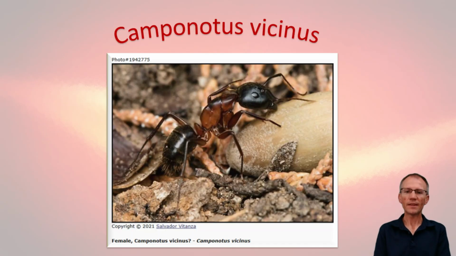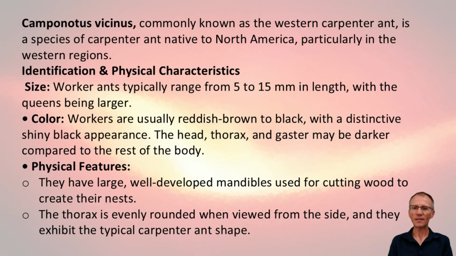Let's take a look at the Camponotus vicinus. Camponotus vicinus, commonly known as the western carpenter ant, is a species of carpenter ant native to North America, particularly in the western regions. Identification and physical characteristics.